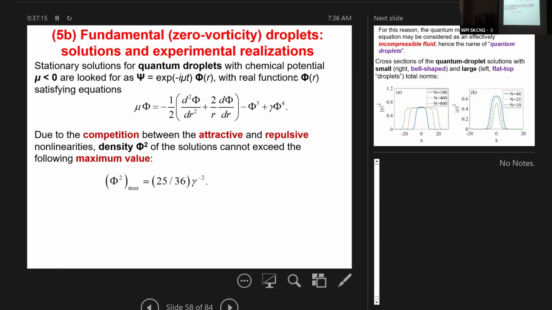Therefore, because the density cannot exceed a particular maximum, one can say that effectively the matter which forms this object is incompressible. Its density cannot exceed a particular value, and therefore it's interpreted as an ultra-dilute quantum fluid. Actually, people say that this is the most dilute quantum fluid known in nature. Its density is smaller than the density of atoms in liquid helium, the famous quantum fluid, by something like, I don't remember exactly, 5 or 6 orders of magnitude.